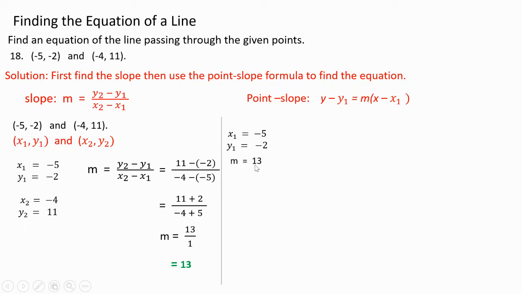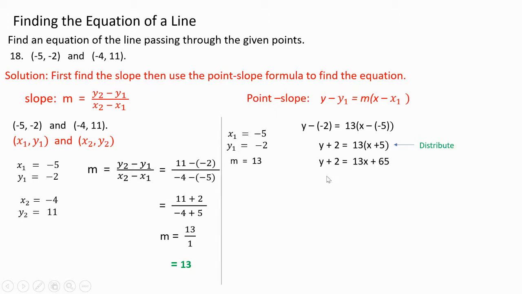Okay? And we know that my m is 13. So all we do is plug into the formula, right? My y sub 1 is -2. My slope is 13. And my x sub 1 is -5, right? So this becomes, right? 2 negatives become positive. Now we get to distribute. 13 times x is 13x, and 13 times 5 is 65.